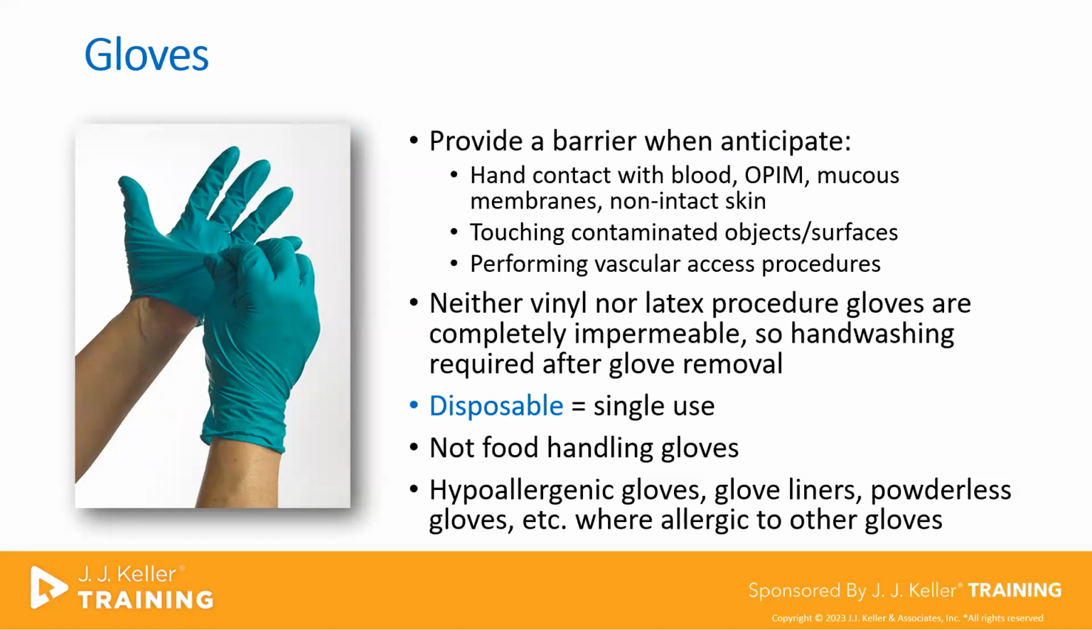So gloves shall be worn when it can be reasonably anticipated that the worker may have hand contact with blood, OPIM, mucous membranes, or non-intact skin, when handling or touching contaminated items, or when performing certain vascular access procedures. Disposable gloves are single-use gloves that must be replaced as soon as practical or as soon as feasible when contaminated. Disposable gloves may not be washed and reused. Now, you might think plastic film food handling gloves, right? Well, those are not appropriate for use in exposure-related tasks. If your workers have an allergic sensitivity to certain gloves, OSHA says you must provide hypoallergenic gloves, glove liners, powdered gloves, or other alternatives.